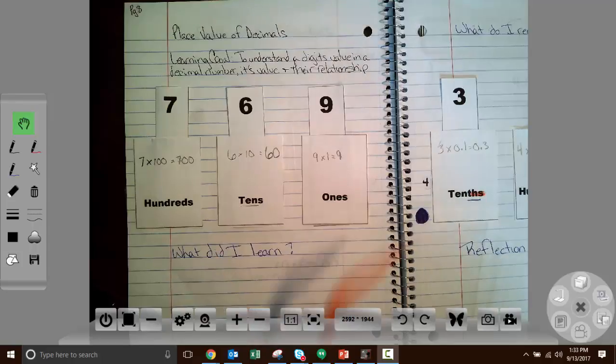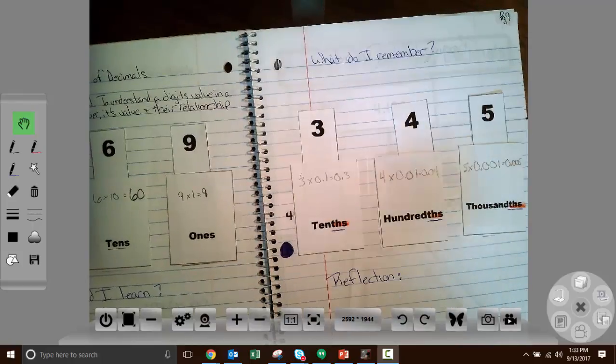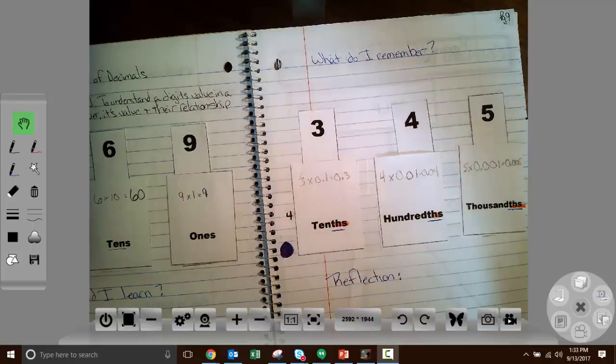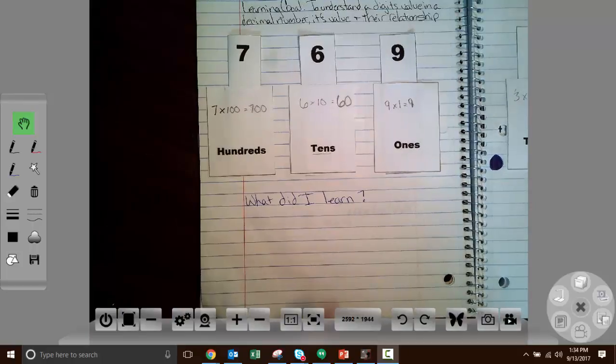What I'd like the students to do tonight for homework is very simply, I asked them to write on the right-hand side, what do I remember about place value? I need them to fill that out. We didn't have time to do that in class. So what do they remember from previous years? Then, I would like them to write, what did they learn today?